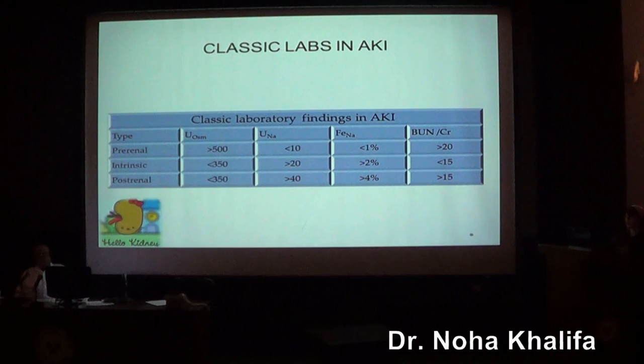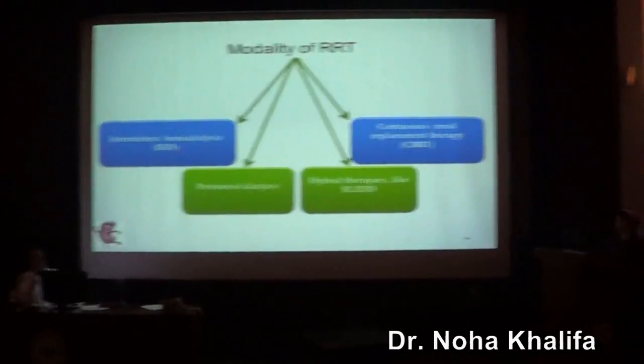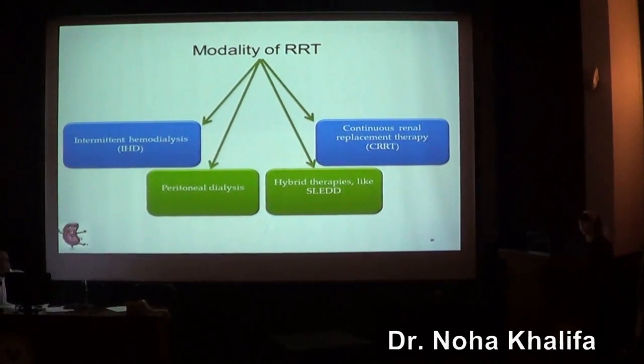But finally, there's the BUN to creatinine ratio, which is less than 20 in pre-renal, less than 15 in intrinsic, and more than 15 then in post-renal. Okay, what are the modalities of renal replacement therapy?